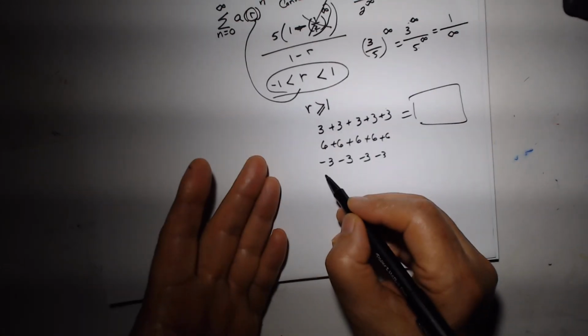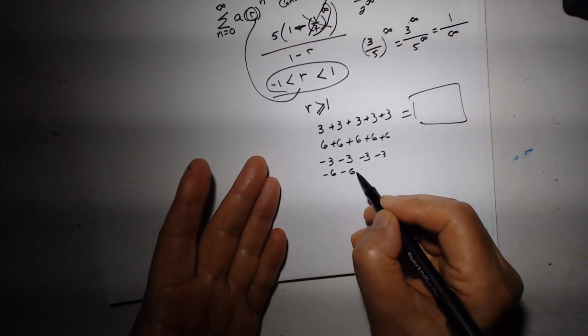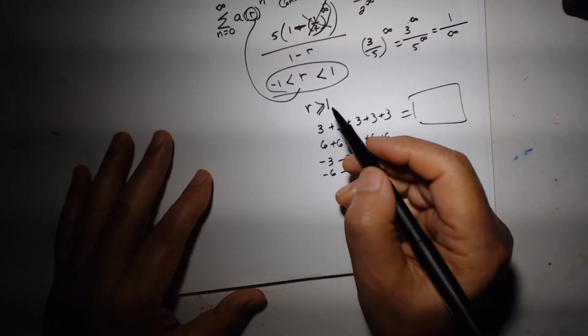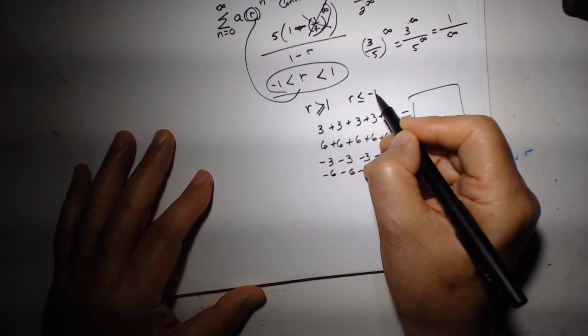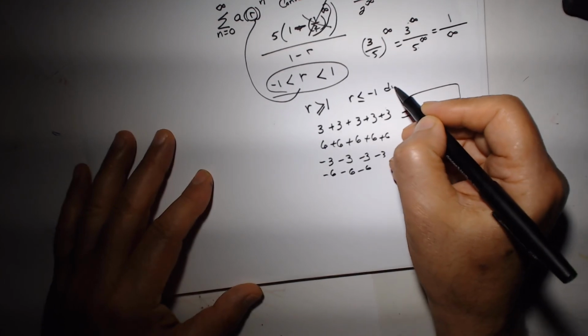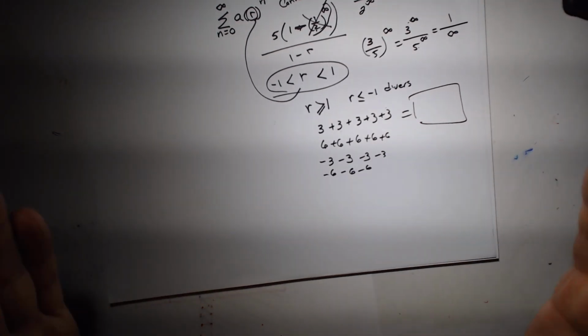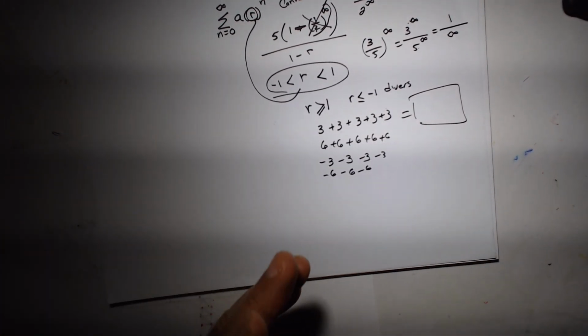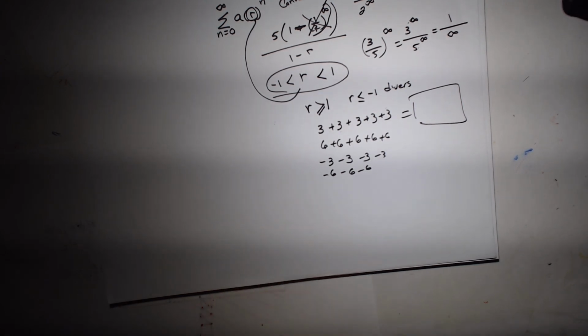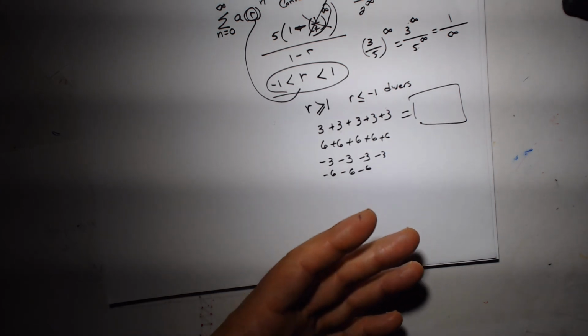And you multiply by -2, -6, -6. Therefore, if the number is greater than 1 or less than or equal to -1, this one is going to diverge. You have to know these about the geometric series, does it converge, does it diverge, and that's how you check your convergence and your divergence for your series.